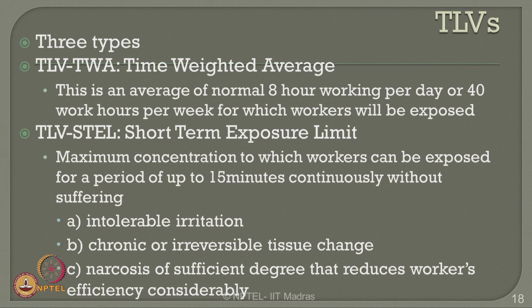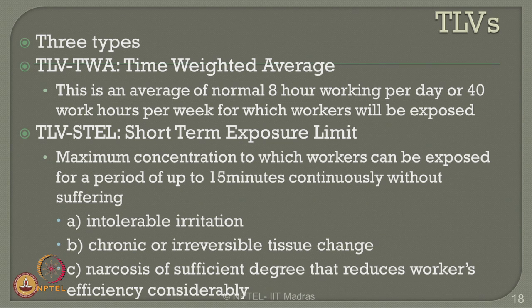workers will be exposed. So, when you talk about the threshold value in a time weighted average, you try to measure the exposure limits of the chemical on biological organisms like a human being for 8 hours or 40 hours a week and take an average. You call this the time weighted average of TLV.